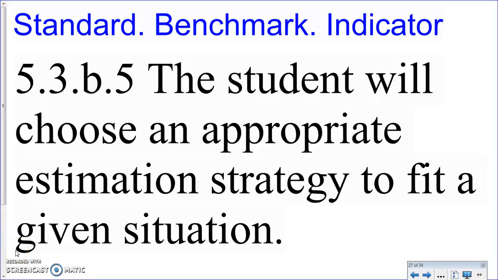Today we are working on estimation. Please copy the standard benchmark indicator on a clean page in your math notebook. The student will choose an appropriate estimation strategy to fit a given situation.